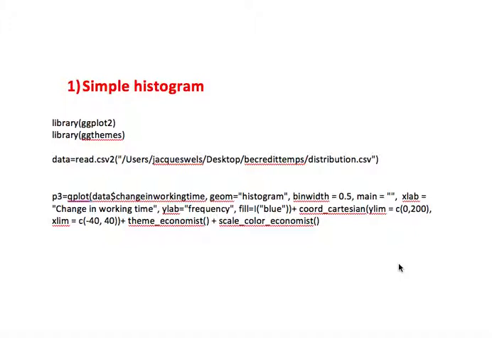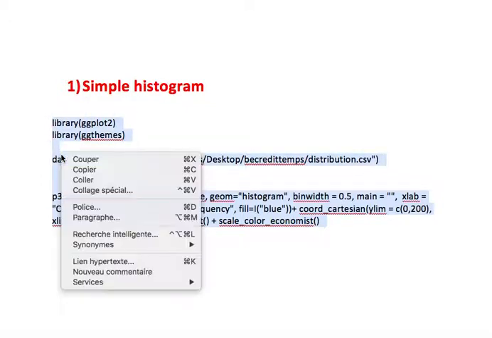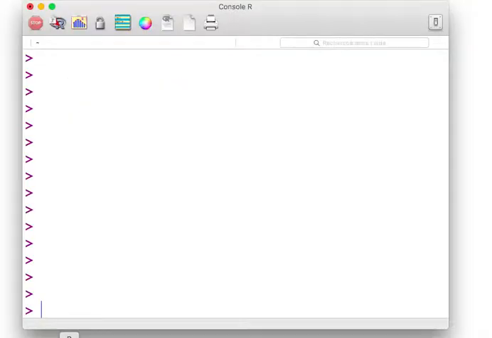And then using the ggthemes package, we can choose a theme looking exactly like the one in The Economist, the famous newspaper. I'm going to show you that in a few minutes, and the color also like in The Economist. So let's copy and paste these 1, 2, 3, 4 lines in R.